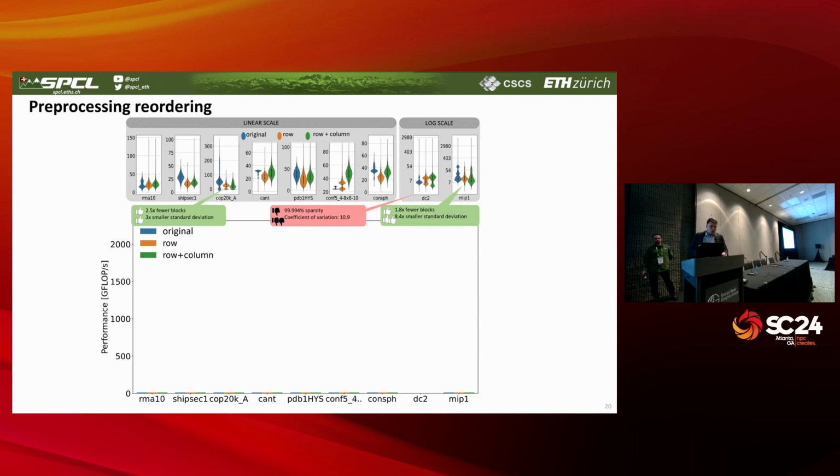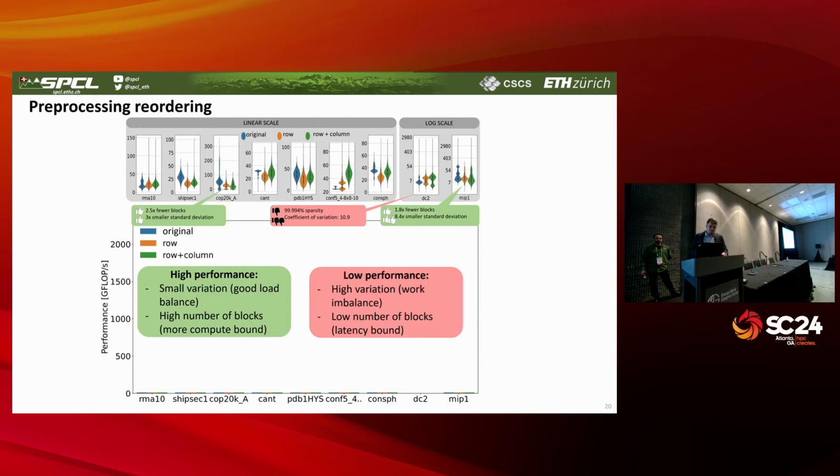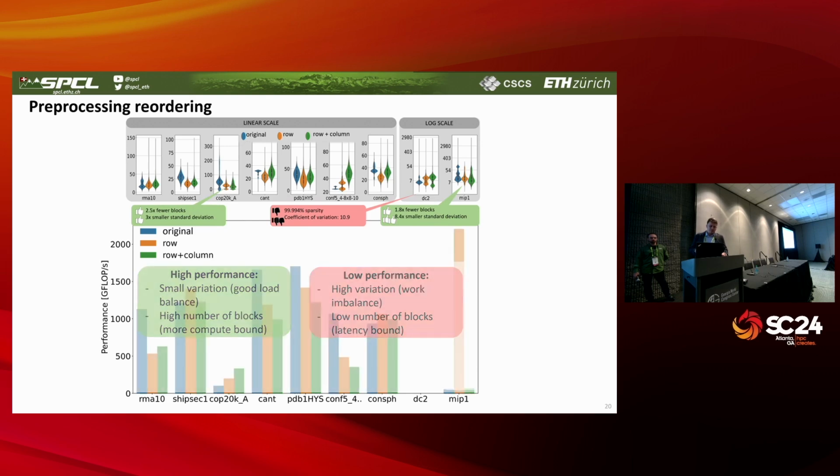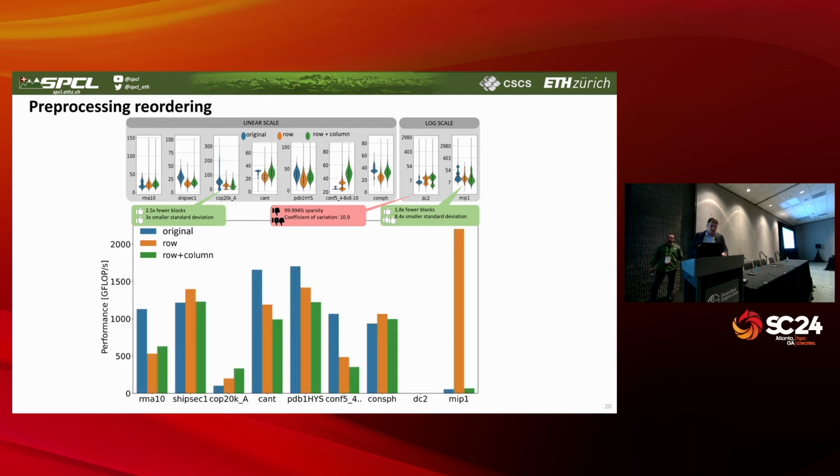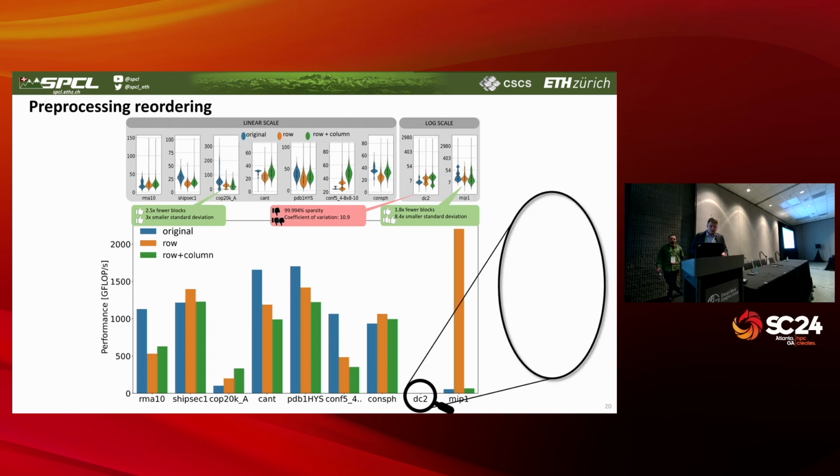So now we show how this affects the performance of SMaT for the respective matrices. For high performance, we want to see small variation, that is good load balance, and a high number of blocks, which is more compute bound. Low performance will be for high variation and a lower number of blocks. So what we can see here is, as mentioned previously, for MIP1, which has a smaller standard deviation, it boosts up the performance. For DC2, as a negative example, we see that preprocessing does not help the execution of SMaT.